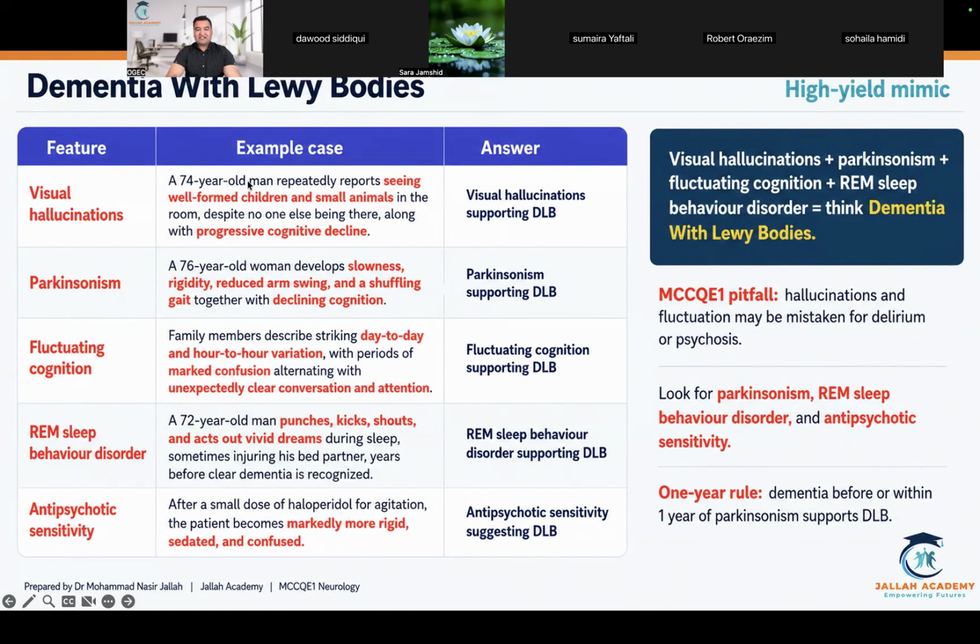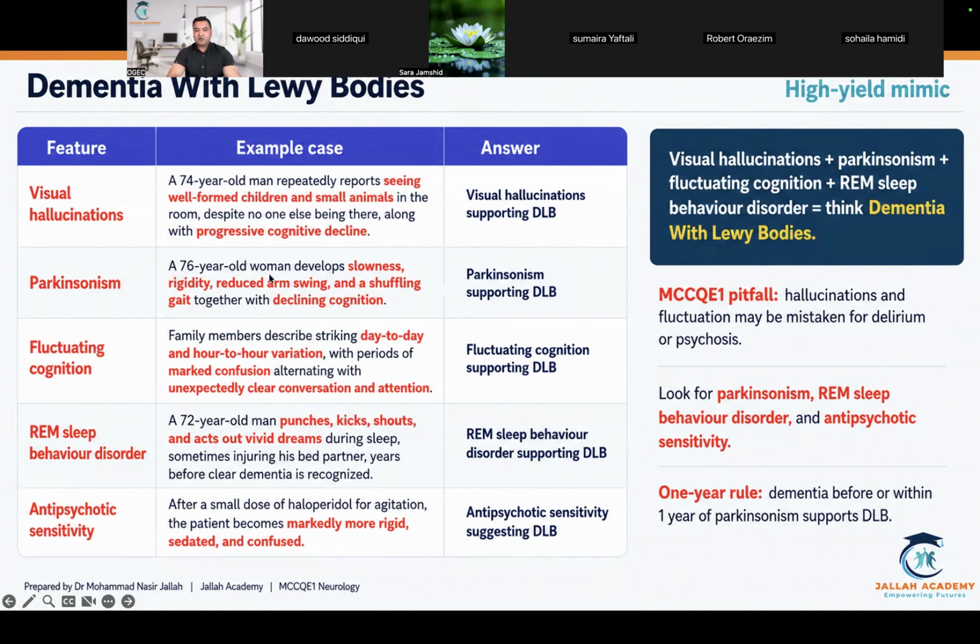For example, a 74-year-old man repeatedly reports seeing well-formed children and small animals in the room despite no one else being there, along with a progressive cognitive decline. So the patient has progressive cognitive decline, dementia, and the patient has hallucination. Parkinsonism. Now, what are the characteristic findings of Parkinsonism?